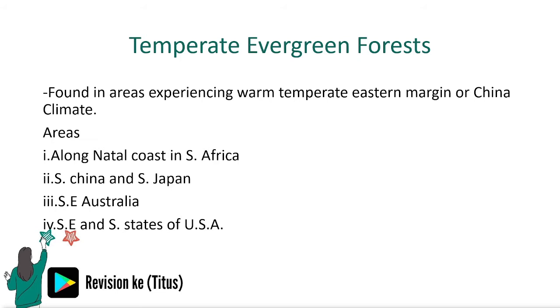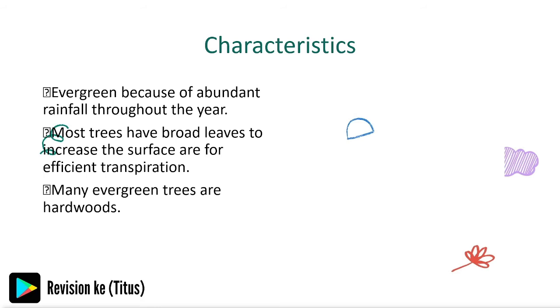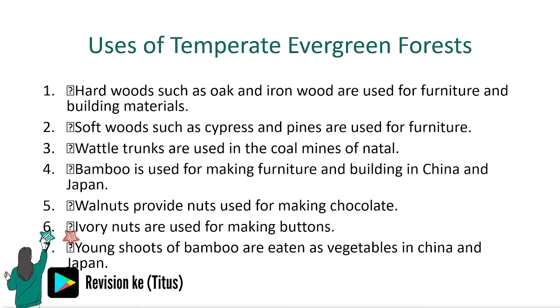That's around southern China, southern Japan. We have evergreen forests. They are evergreen because of abundance of rainfall. So most trees have broad leaves to increase the surface area for efficient transpiration. Many evergreen trees are hardwoods. The uses: hardwoods such as oak and ironwood are used for furniture and building materials.